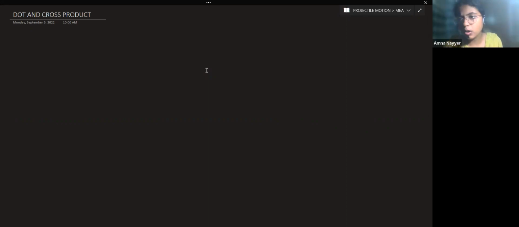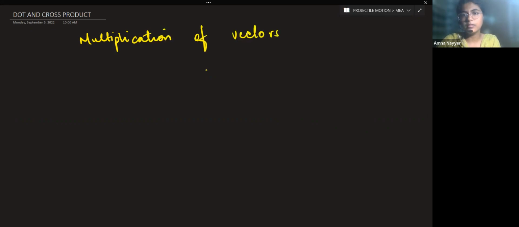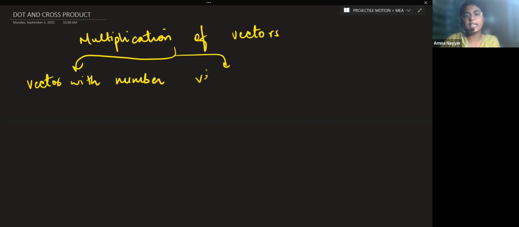Now, why do we need dot product or cross product, or what's the need of this? Basically, it's the multiplication of vectors. A vector can be multiplied with a number, a vector can be multiplied with a scalar quantity, and a vector can be multiplied with a vector quantity. You can see three cases: vector with number, then vector with scalar. For example, if velocity is multiplied with distance, that is a vector quantity multiplied with a scalar.